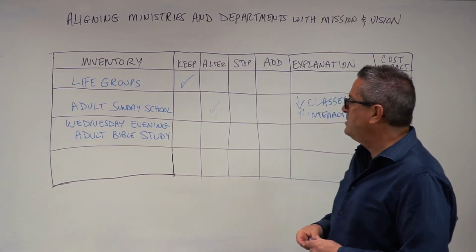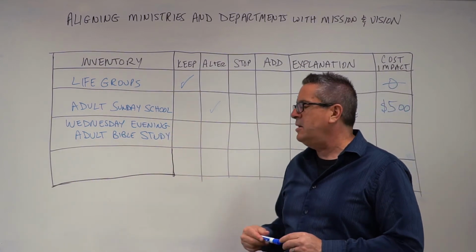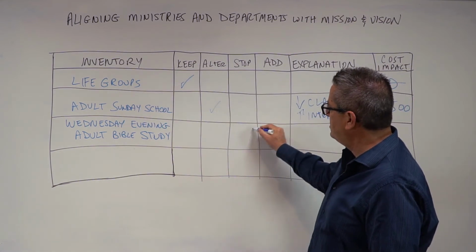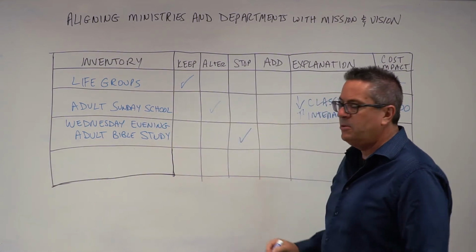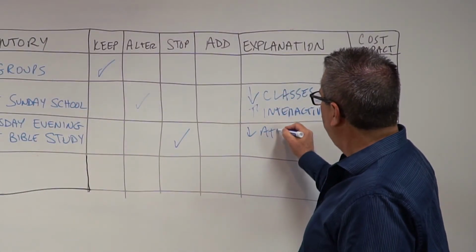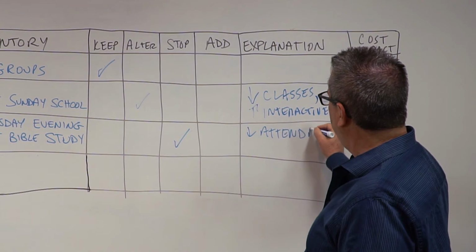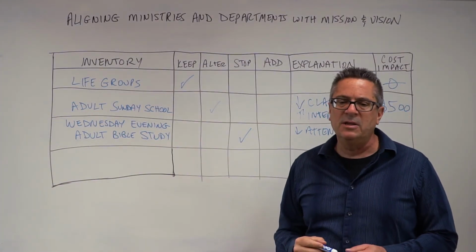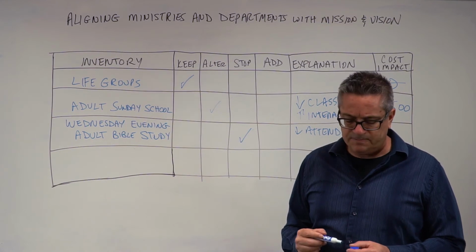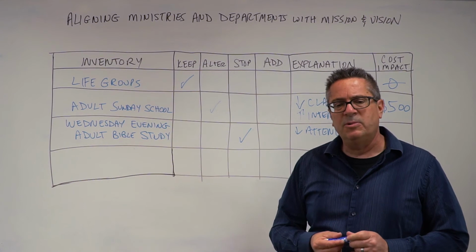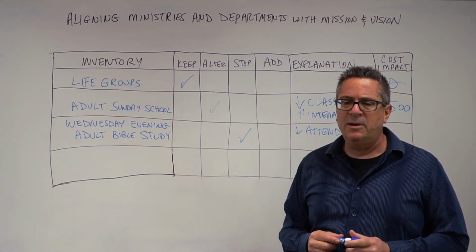And then thirdly, as they consider their Wednesday evening adult Bible study, they come here and they believe that it's time to stop this particular program. Maybe the attendance has been dropping for several years in a row. It's the same people, and it's just getting smaller and smaller. And it's just simply a ministry that's run its course. People are busy, and it's just time.